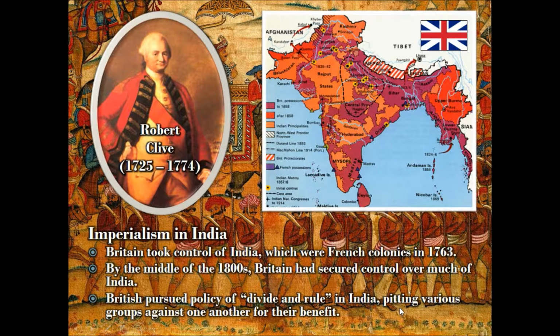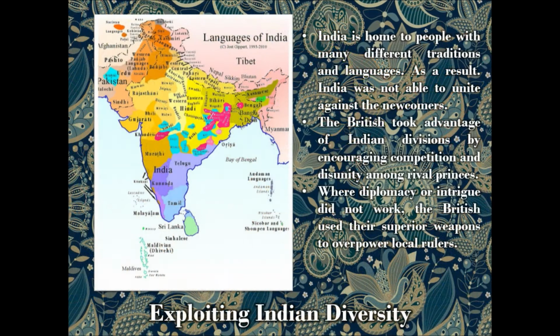Britain took control of India, which were French colonies, in 1763. By the middle of the 1800s, Britain had secured control over much of India. The British pursued a policy of divide and rule in India, pitting various groups against one another for their benefit.